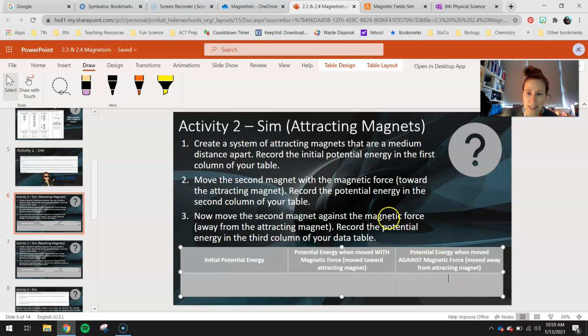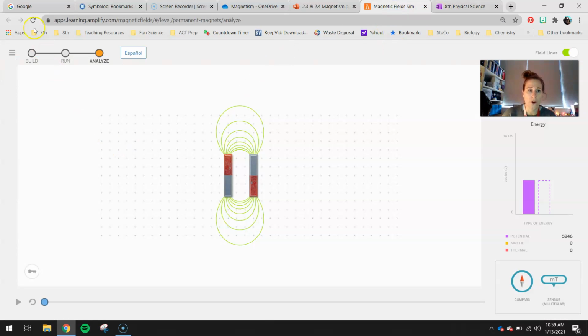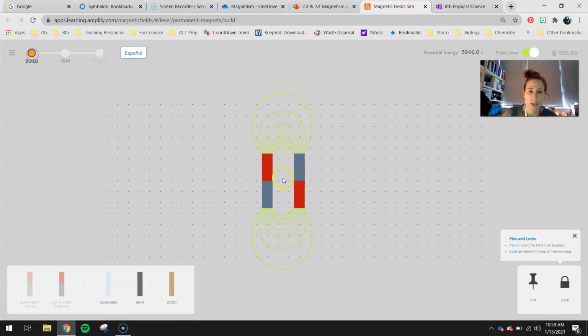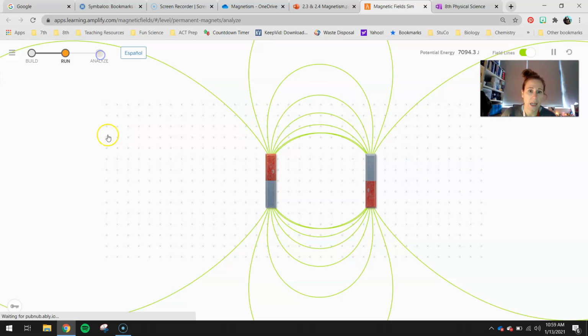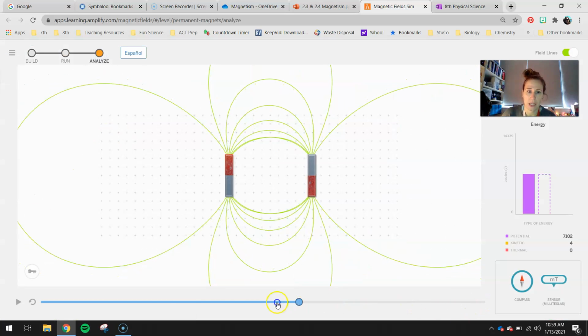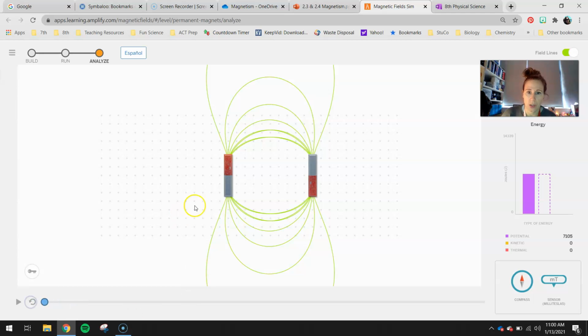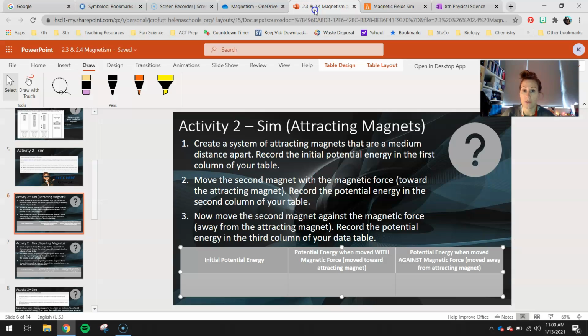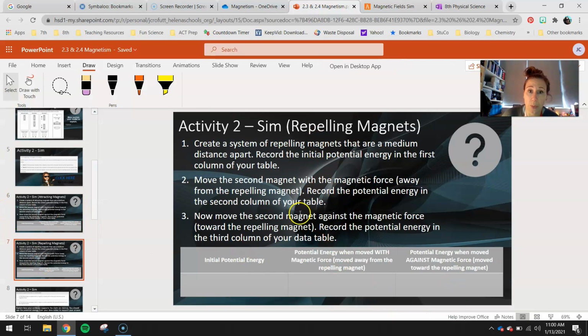And then finally, my last little direction here is to move it against. So I'm going to move it further than it was when I first started. So I'm going to move it maybe this far away. Okay, so now again, same thing, run it, analyze, and then drag it to the beginning to just see what my potential energy looked like when it was further. So you can see it's about 7,105 joules. So I would record that in there. You're going to do the exact same thing, but with repelling magnets.